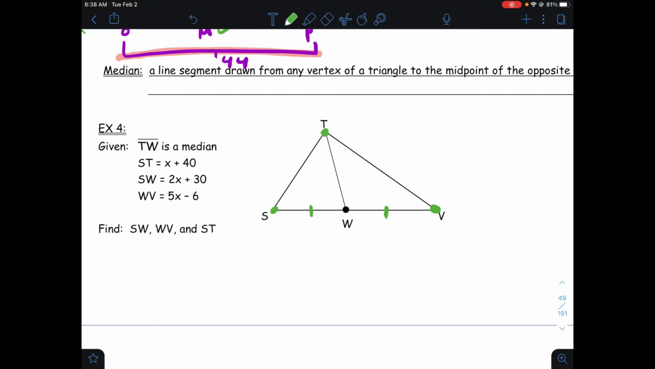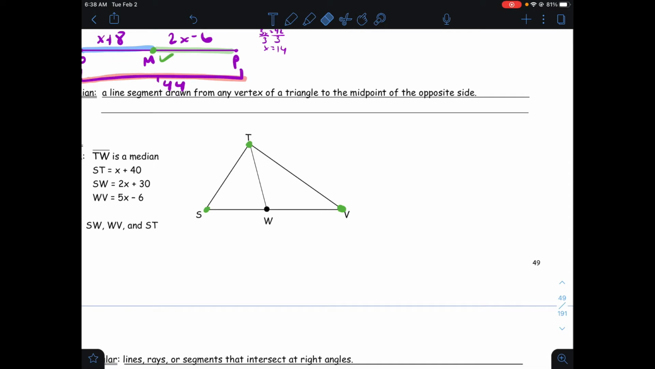So for example, let's say I wanted to draw another triangle here, and we'll label it A, B, C. Let's say I wanted to draw a median that started at A. I would draw it from here to here, and that would mean it would cut this line into 2 perfect equal segments. All right, so that's what that means.